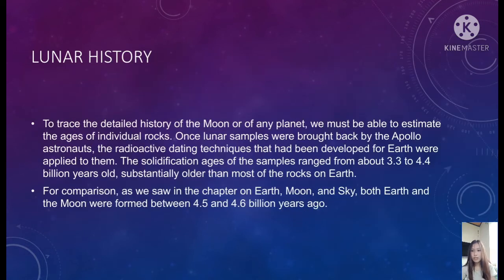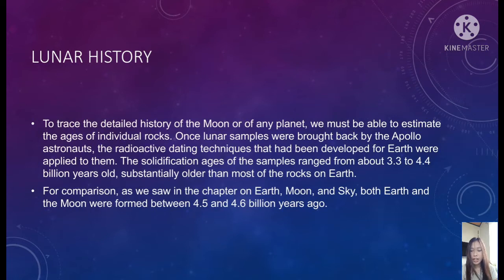Lunar history. To trace the dated history of the moon or of any planet, we must be able to estimate the ages of individual rocks. Once lunar samples were brought back by the Apollo astronauts, the radioactive dating techniques that had been developed for Earth were applied to them. The solidification ages of the samples range from about 3.3 to 4.4 billion years old, substantially older than most of the rocks on Earth.